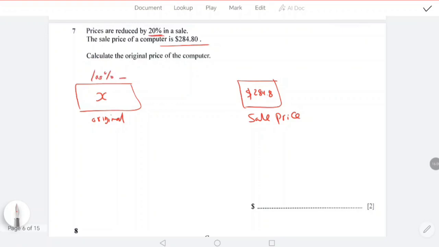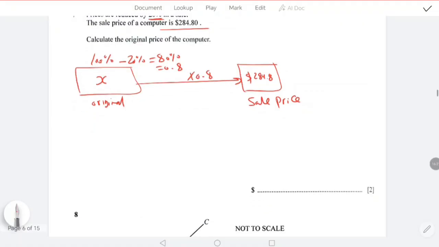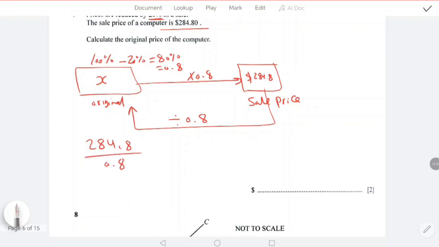What happened is they said reduced by 20%, discount 20%, so it's 80%, like 0.8. Okay, so if you have the original and you want to find the sale price, you multiply by 0.8. But since you have the sale price and you want to find the original, we divide. Okay, so the answer is 284.8 divided by 0.8. Okay, let's find what would be the answer. Yeah, so the answer is 356.